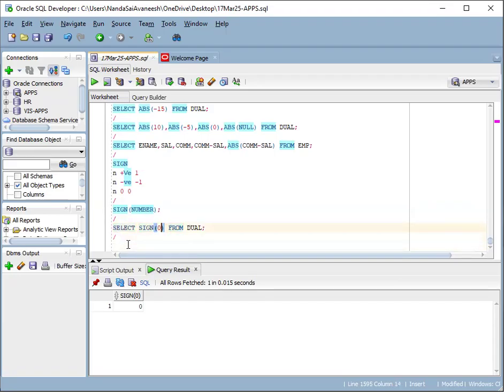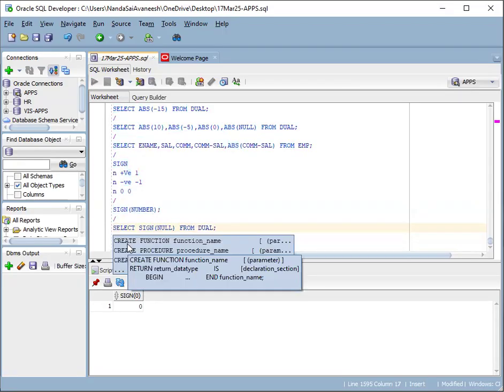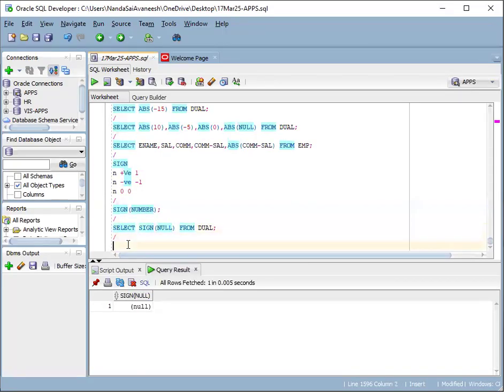Null means it will give you null only. Whenever you are working with null values, it will be null only.